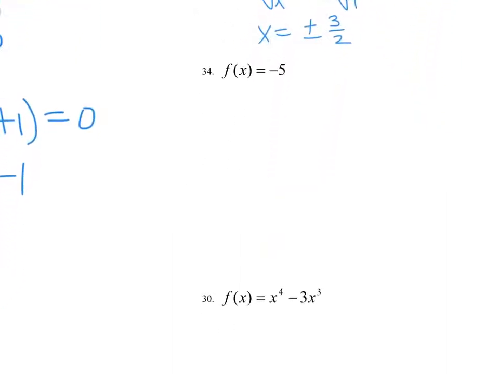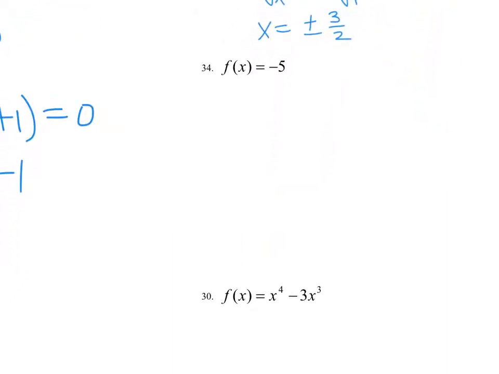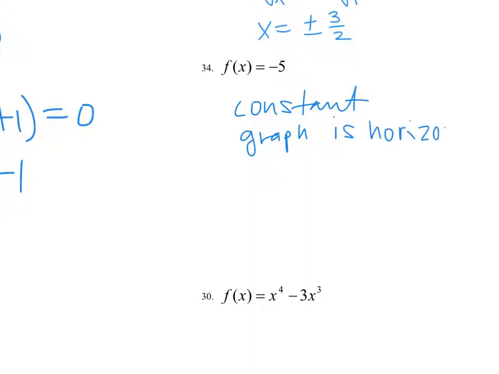All right, number 34. So hopefully you recognize that as a horizontal line, which means that it is a constant function. And the graph is a horizontal line. So it has no x-intercepts. And that should make it easy to match up with the graph. In the next section.